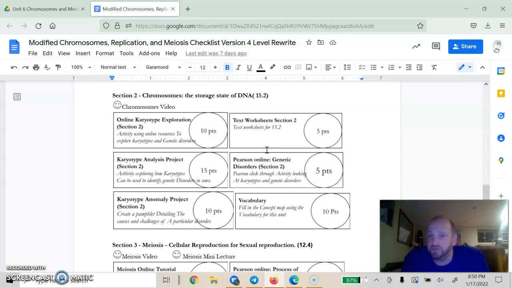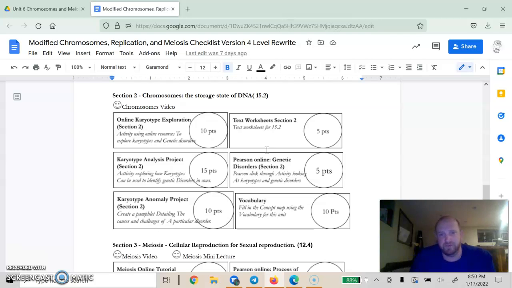There's also a project where you could look up a real karyotype anomaly and some of the things that it's caused. Obviously, the most common one that people talk about with that is Down syndrome, but there's others: Turner syndrome, Edwards syndrome. So there's a lot of options there if you're interested in that sort of thing. You can put together a pamphlet or a video or something. I'm very flexible about what it is actually that you can put together.